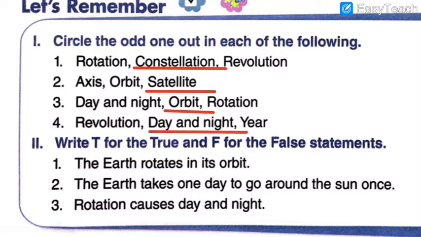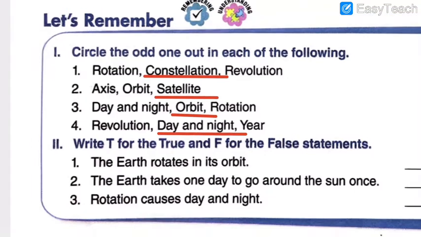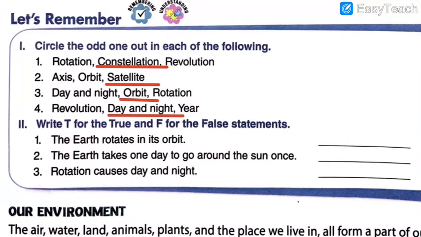Day and night. Why? Because revolution and year are directly related, like day and night and rotation are. Day and night happen because of rotation. That means 24 hours is the time of rotation and 365 days is the time of revolution. That means year.